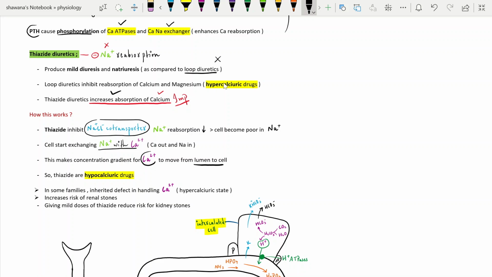So as a conclusion, what can we say? We can say that thiazide diuretics are hypocalciuric drugs. Hypocalciuric drugs mean that they do not allow the excretion of calcium into the urine. But as compared to that, loop diuretics are hypercalciuric drugs. They promote the loss and drainage of calcium into the urine. They don't care. But thiazide diuretics are hypocalciuric drugs.